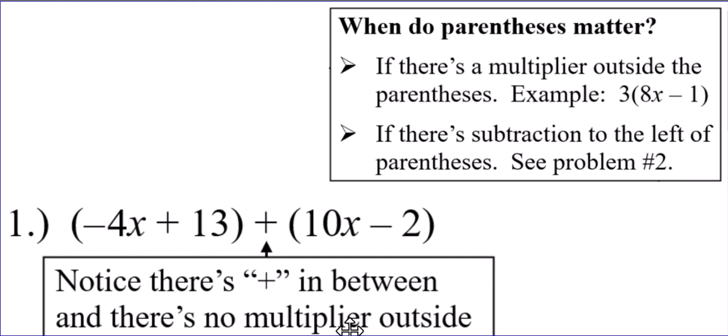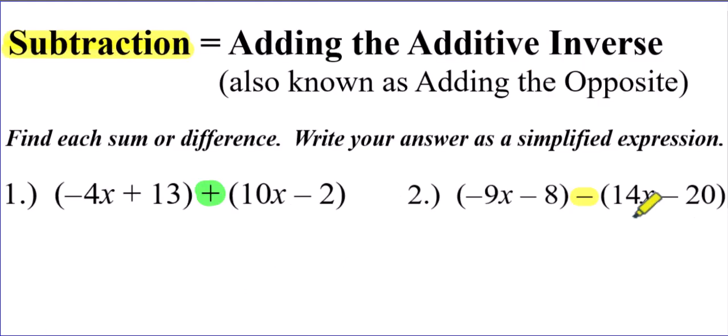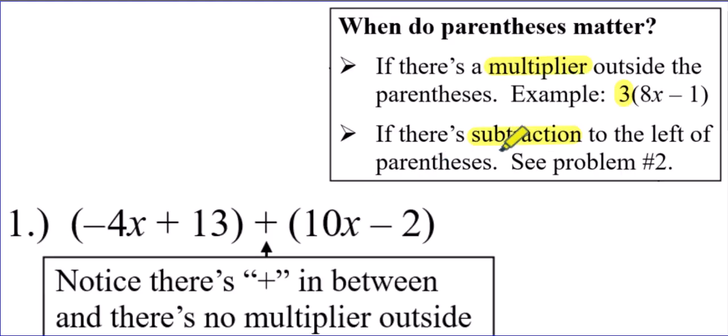If there would be a multiplier sitting outside of the parentheses, like right here, this 3 is multiplying to the parentheses, well, then the parentheses would matter, and you would have to use the distributive property, which we learned about in a previous lesson of guided notes. If there is subtraction to the left of the parentheses, like we saw on problem number 2, then the parentheses to the right of that do matter, and we're going to have to deal with that subtraction and make it become adding the additive inverse.